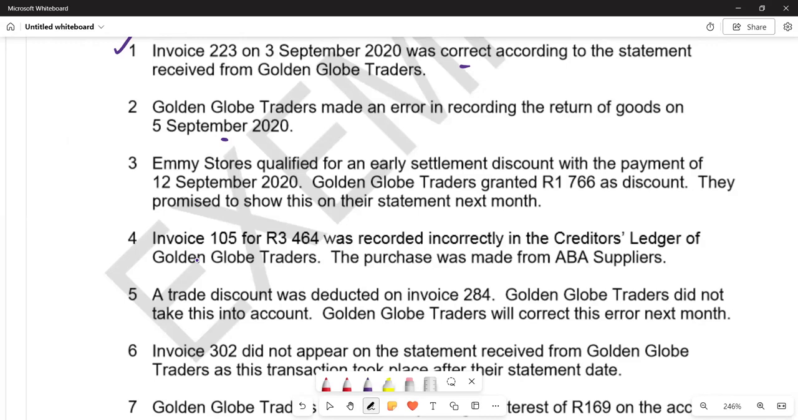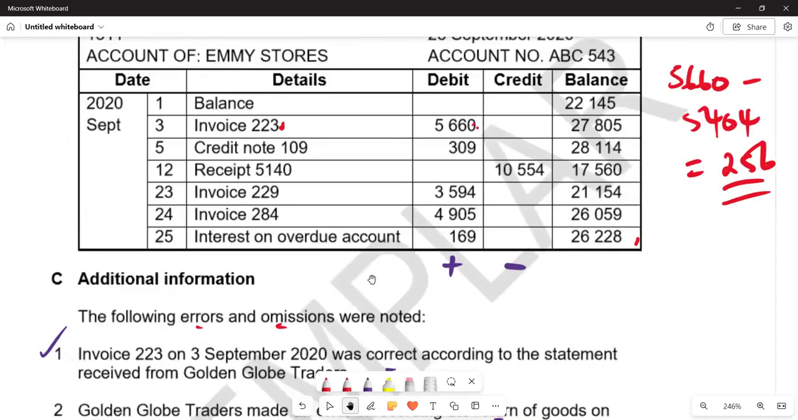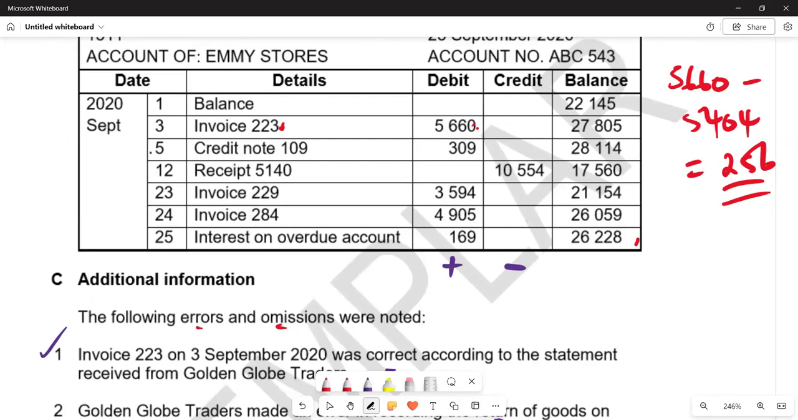So we are seeing that this error is on Golden Globe Traders, which means the statement of Golden Globe Traders is the one that is a mistake. So we go to the statement and see what is happening on 5 September in terms of goods returned. We see that on 5 September, there's a credit note, which is indicating a return.